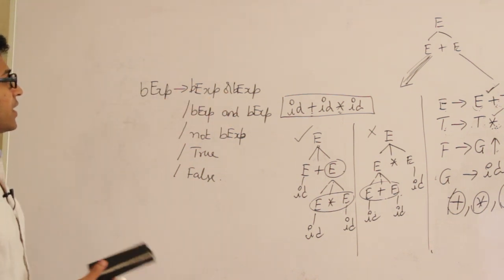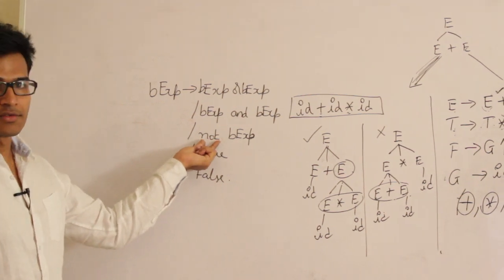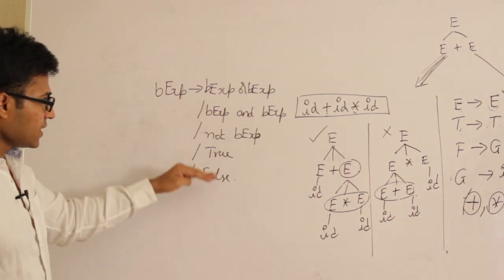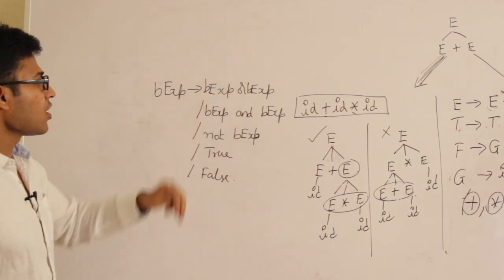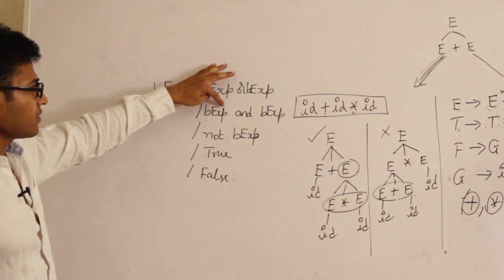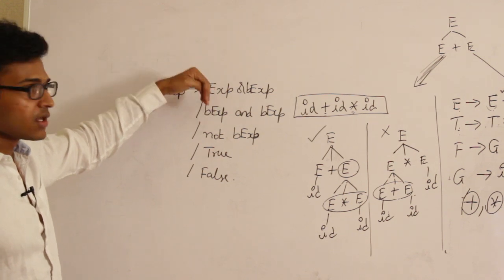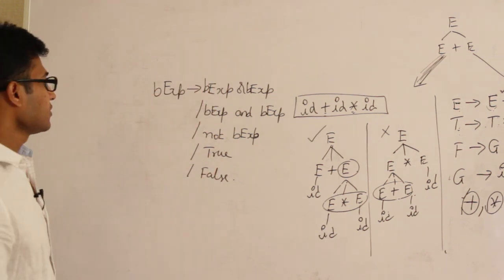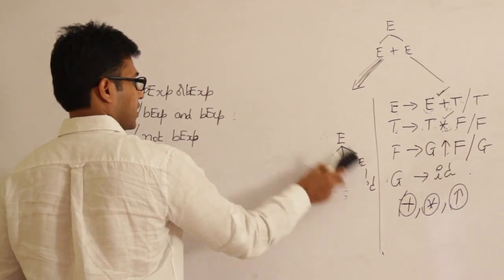Now which one should get the highest precedence? Accordingly, not should get the highest precedence, which means not should be defined at the last level. What is the next highest precedence? And what is the next highest precedence? Or. What about the associativity of AND and OR? They are left associative, right? Therefore the grammar has to be left recursive. What about this other one? There is no associativity because it is a unary operator, right?